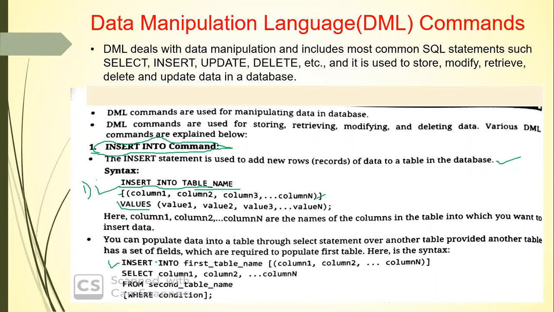Okay, and then the next thing is nothing but select column 1, column 2 up to column n from what? That is the second table. Okay, here you need to select that particular second table, and here we can apply the condition, the where condition. According to this condition, we can select the data from another table and insert into the particular table.